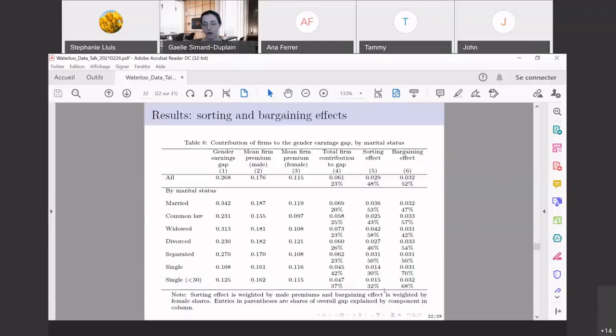There are important differences in the importance of sorting in accounting for the role of the firms. Sorting is much more important among married individuals, even more so than among common law individuals. So there again, we have an important difference between individuals in legally different partnerships. Still, the difference is largest when you compare it to singles, which means also that singles are the group where bargaining is the most important.